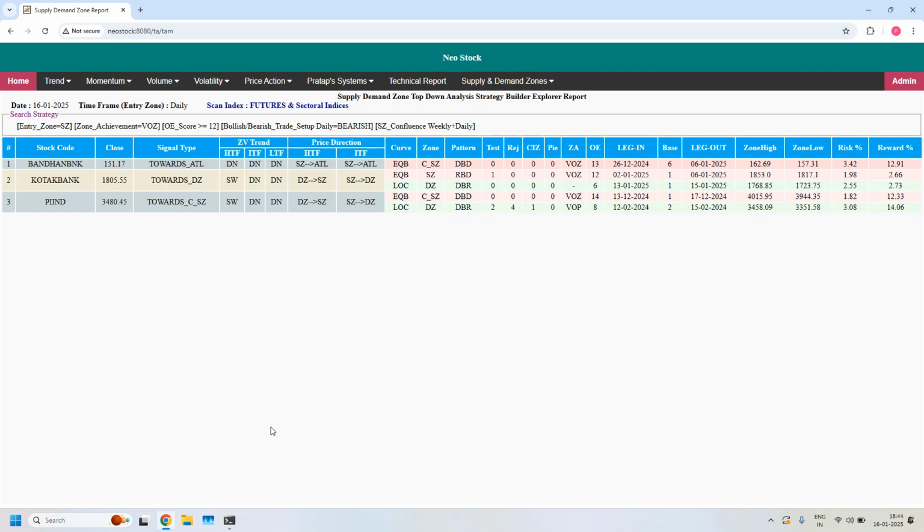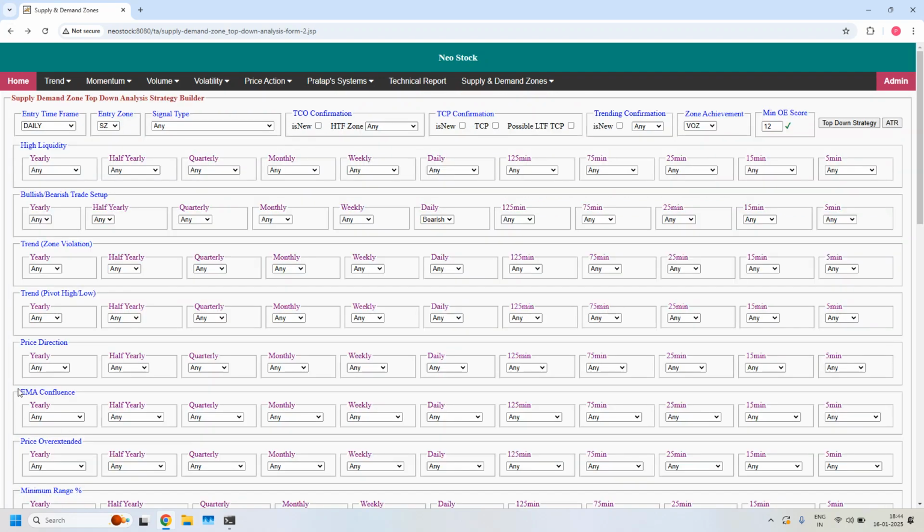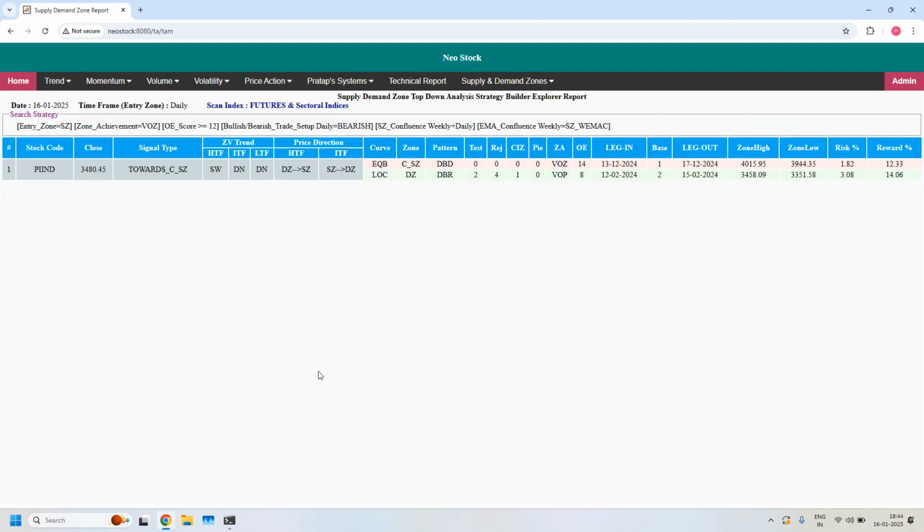Because the daily is part of the weekly supply zone, let us verify weekly supply zone is having weekly EMA confluence. So in the EMA filter, weekly time frame, I am setting the filter weekly supply zone having weekly EMA confluence. We got 1 stock. So this is even more high probability trade setup supported stock, and also it is a high liquidity supply zone. Excellent.